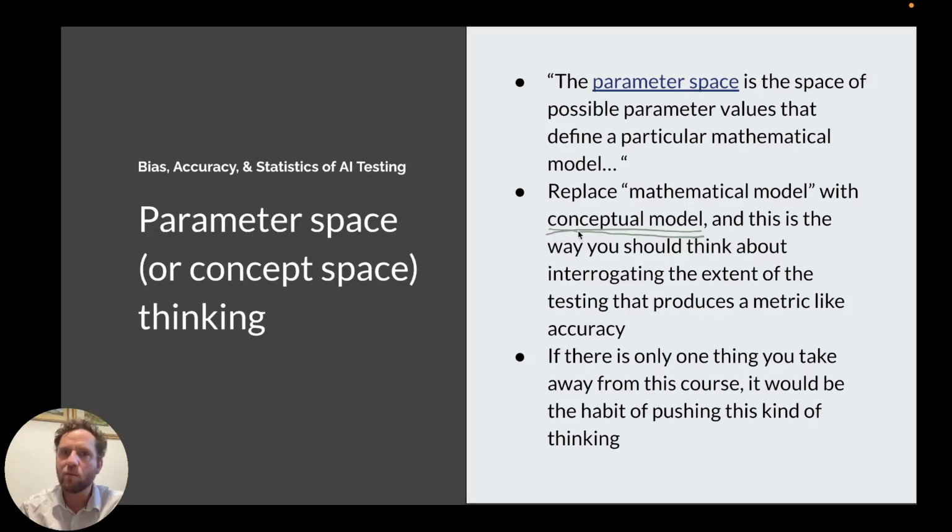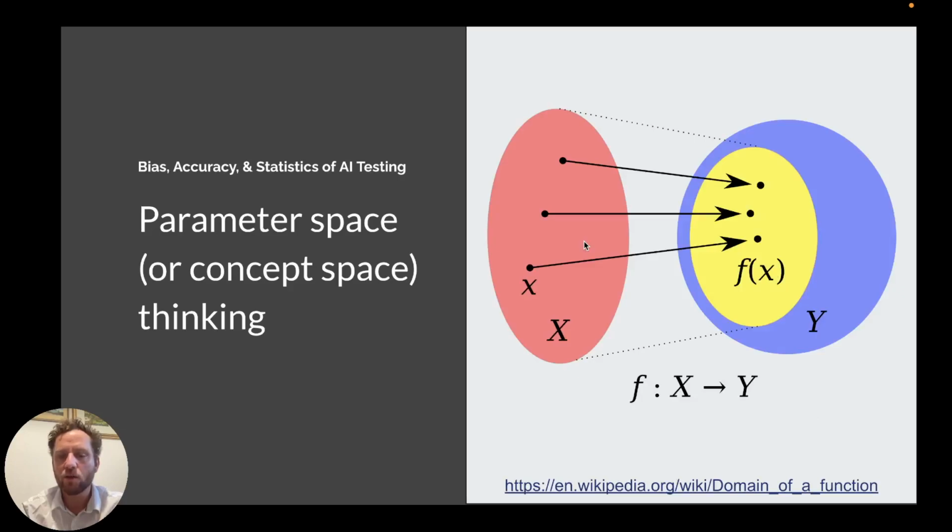So when I say parameter space, what I really mean is the range of possible situations, the range of possible values that inputs could take, the range of possible values that outputs can take, and the range of contextual situations that this model could be used in. If there's only one thing to take away from this course, it would be the habit of thinking in this way. So let me take a look at the standard way of thinking about parameter spaces in terms of functions.